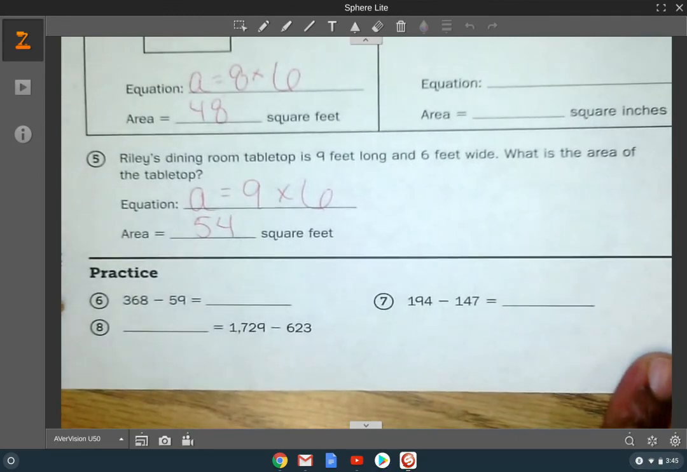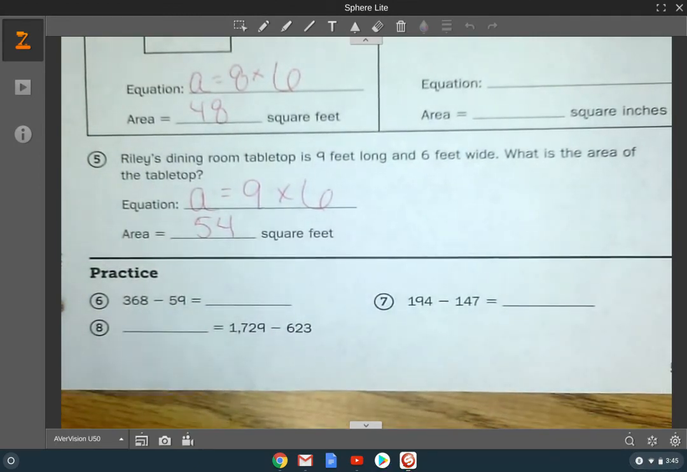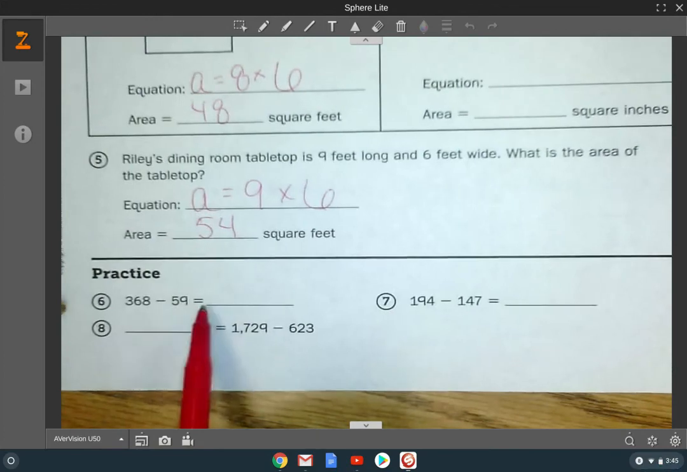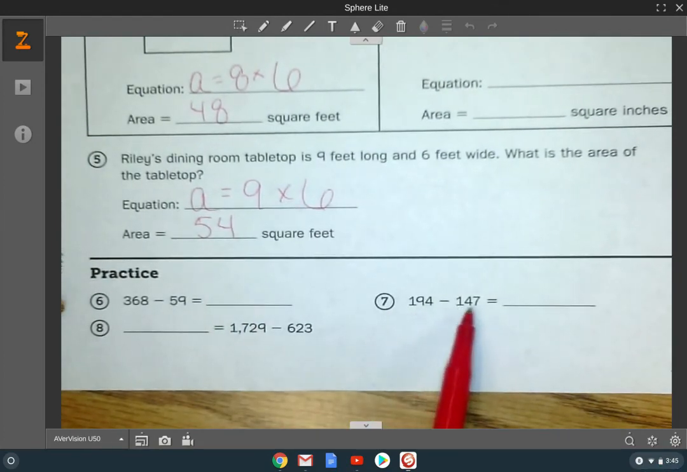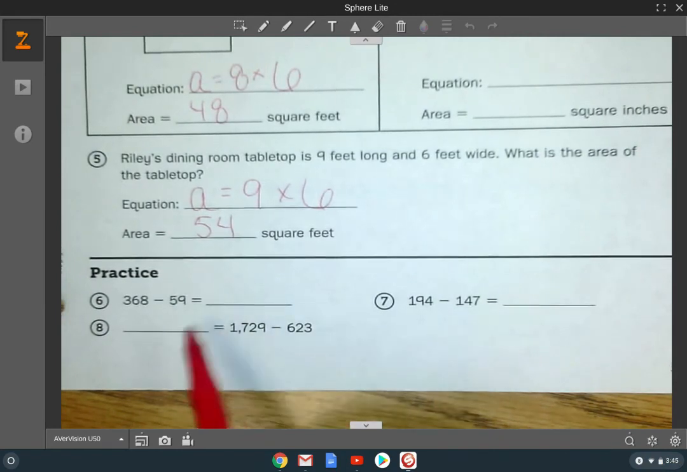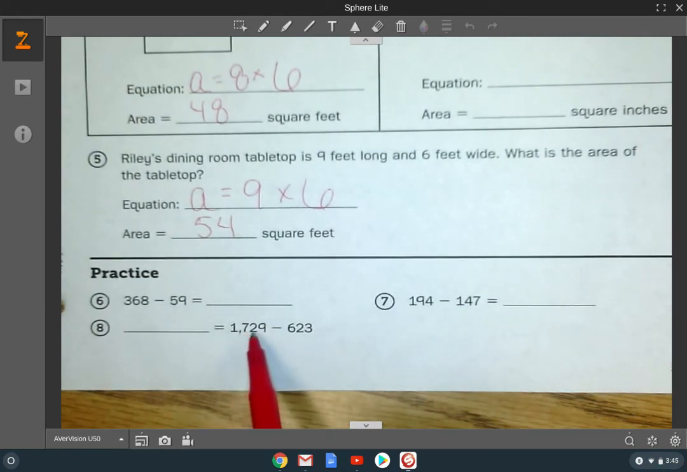For the practice, you are going to practice with subtraction. This is a skill that we learned a couple weeks ago, actually. What is 368 minus 59? You're going to write the answer. What is 194 minus 147? What is the answer? 1,729 minus 623.